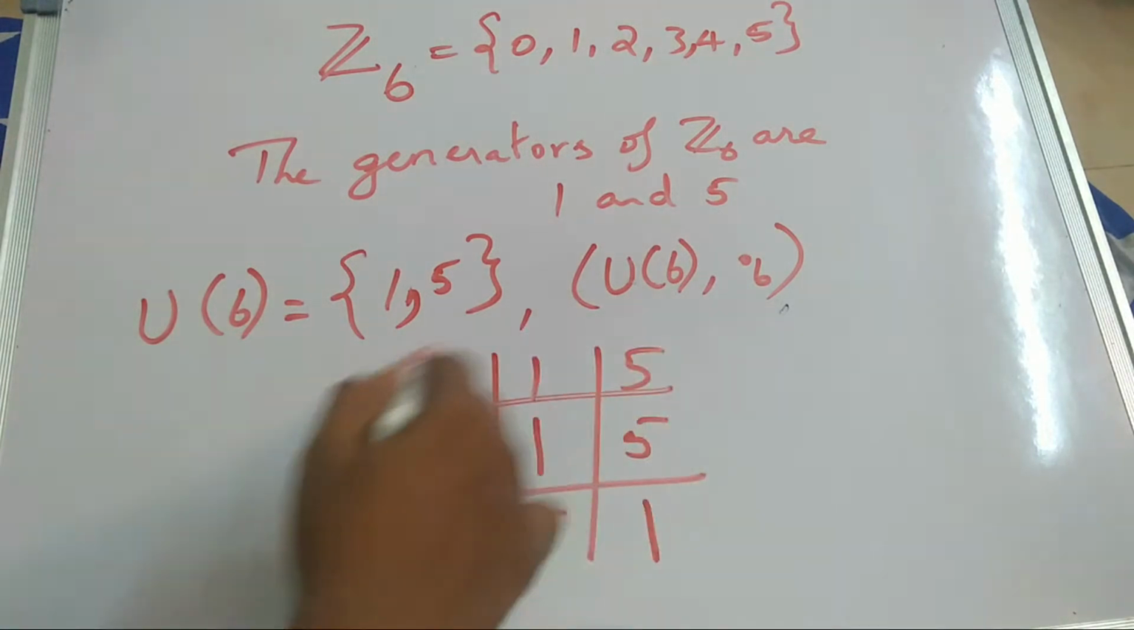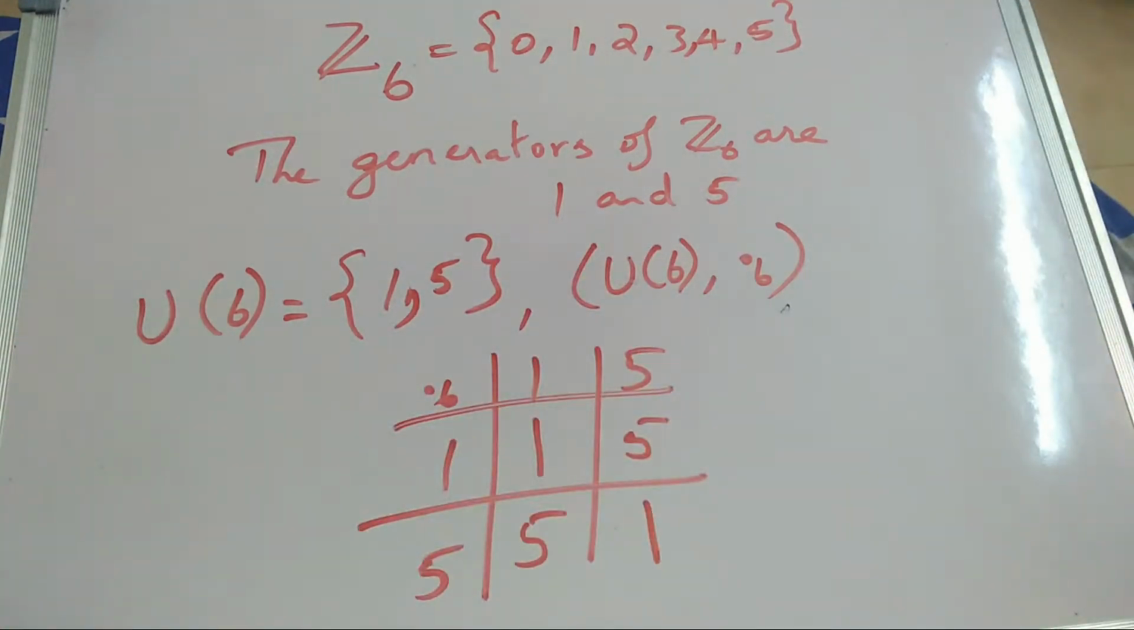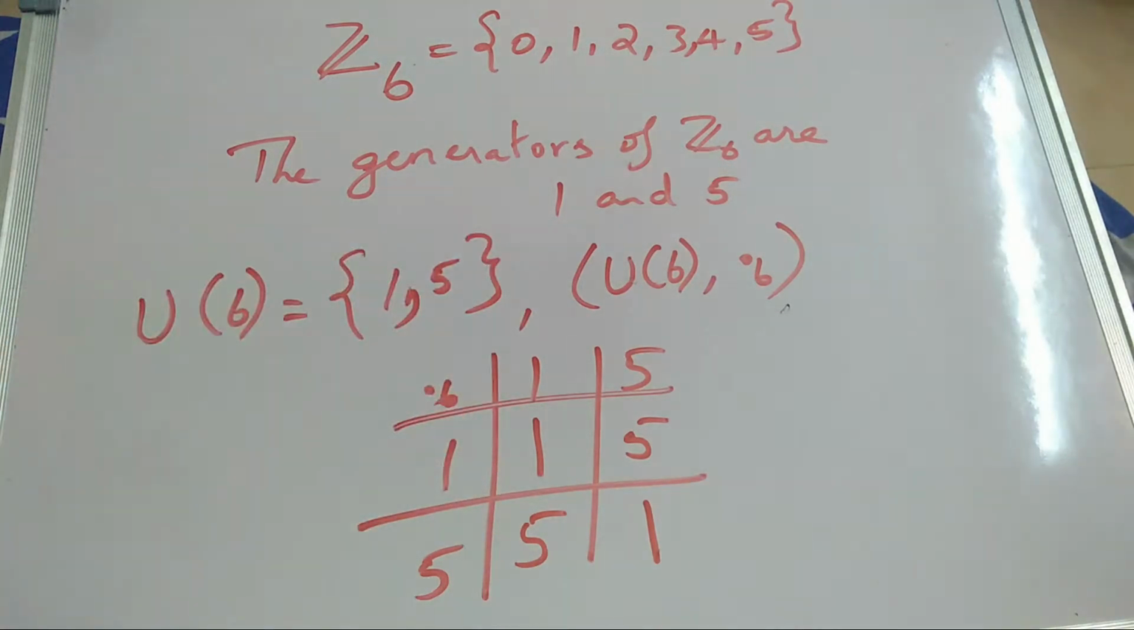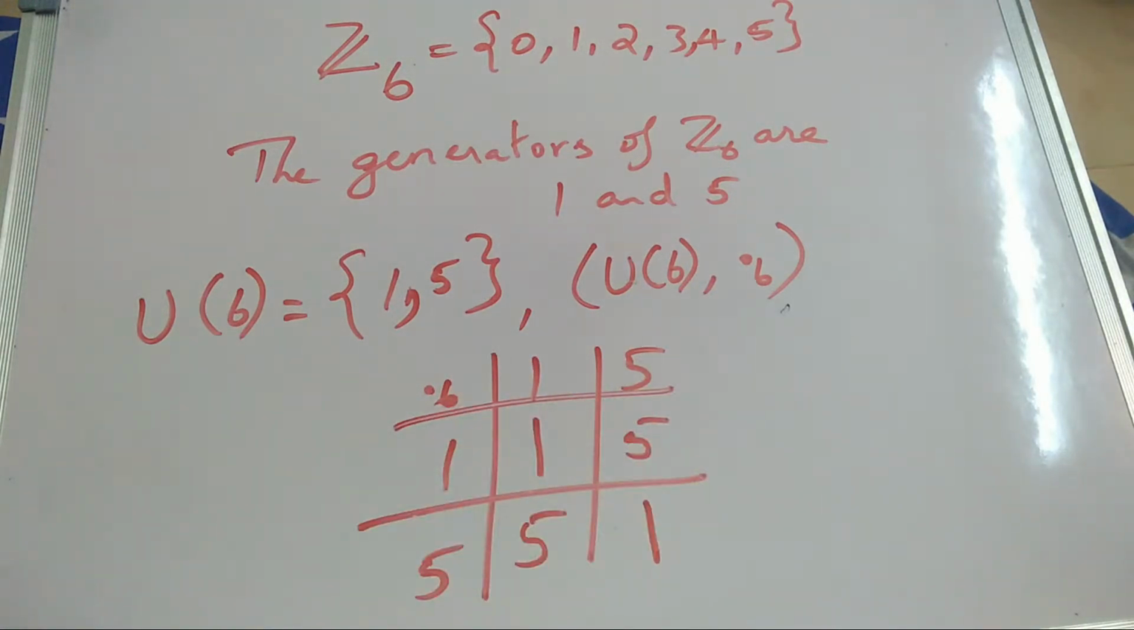Clearly, this table says that the closure axiom is true, because however we multiply, the elements are again 1 and 5. Closure is true. Associativity: since it is the usual multiplication, associativity is true. And you can clearly check the identity element to be 1, because 1 into 1 is 1, 5 into 1 is 5, and also the other way around, 1 into 5 is 5. So the identity element is 1.